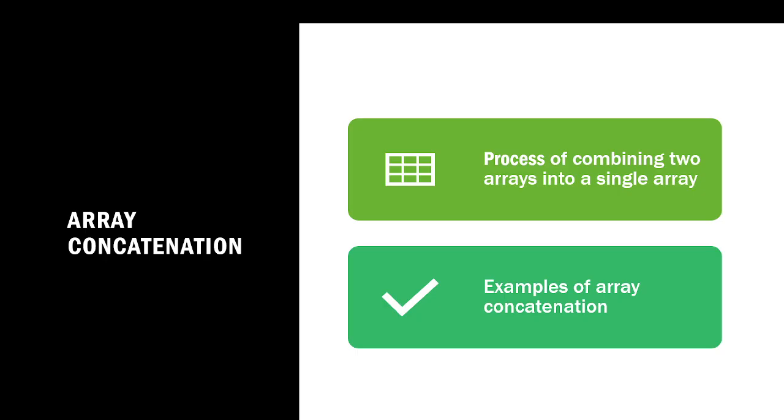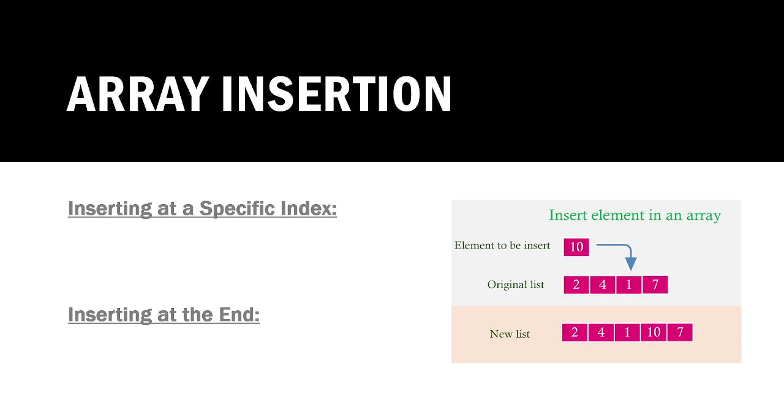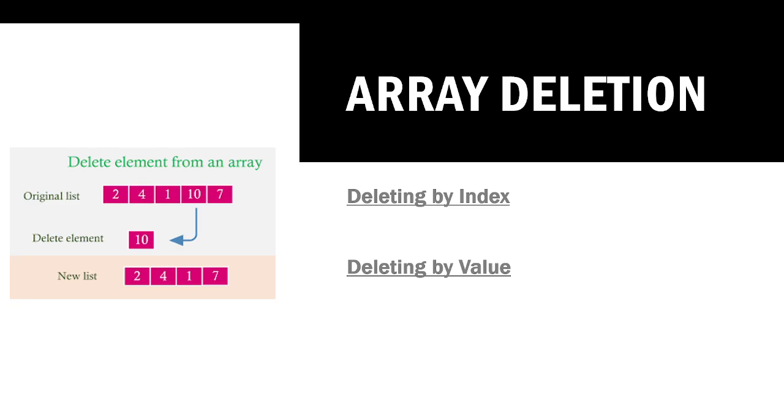Next is the process of array concatenation, that is combining two arrays into a single array. Next, we have seen how to copy one array into another array. We have discussed array insertion. Under this, we have discussed two scenarios, that is inserting at a specific index and inserting at the end. Array deletion is possible in two ways. That is, one is deleting the element at a particular index, or deleting a specific value inside the array.